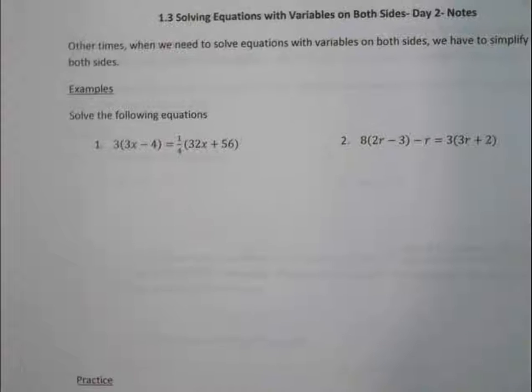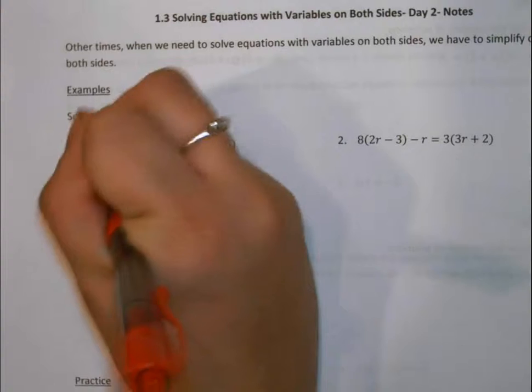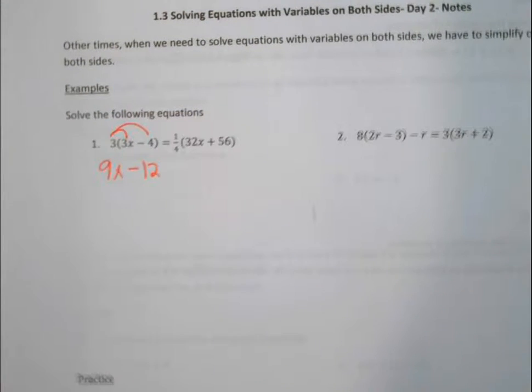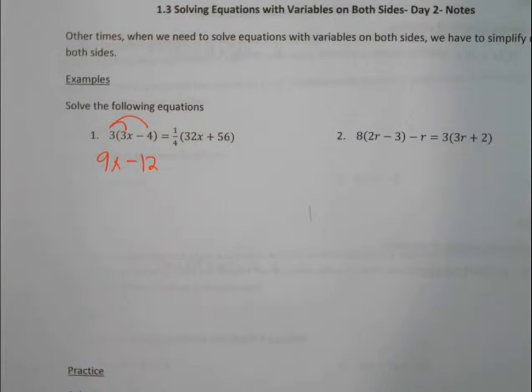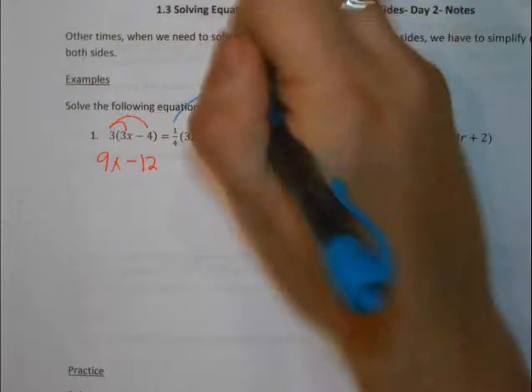I need to distribute on both sides of the equation before I can go ahead and solve. So what I'm going to do is distribute 3 times 3x is 9x, 3 times negative 4 is negative 12. Then over here on the right side, I have this fraction. Remember, fractions are nothing to be scared of. This 1/4 actually means divide by 4.